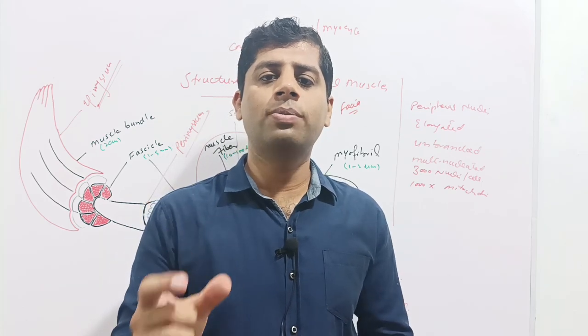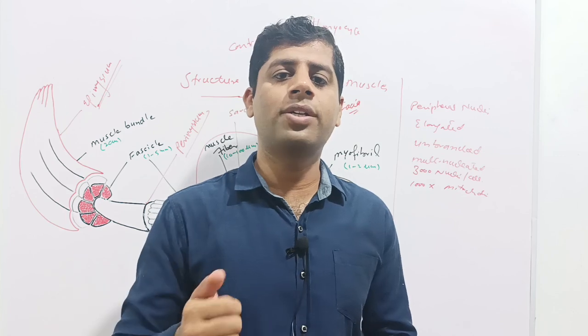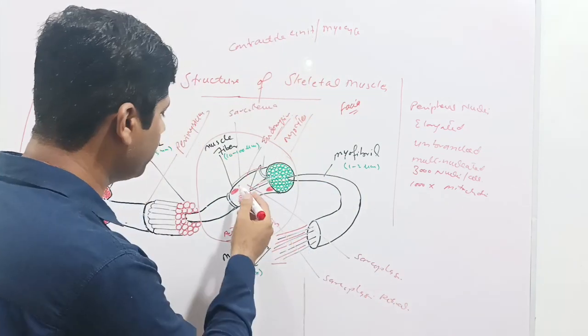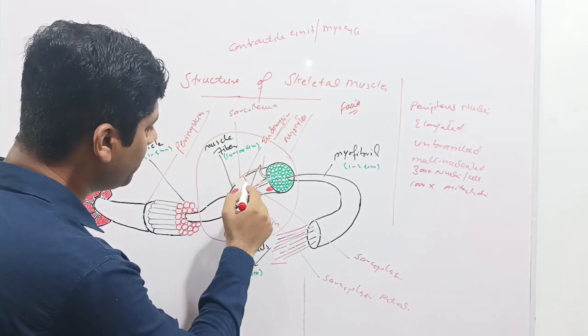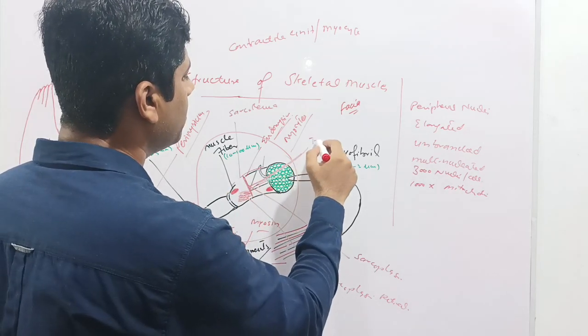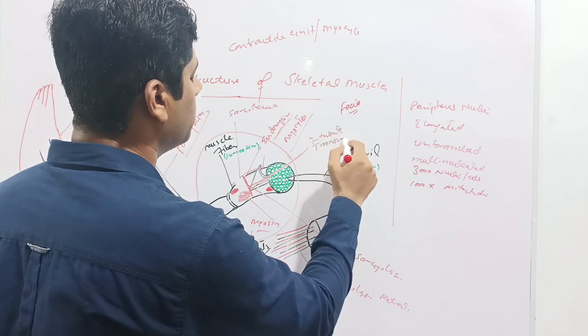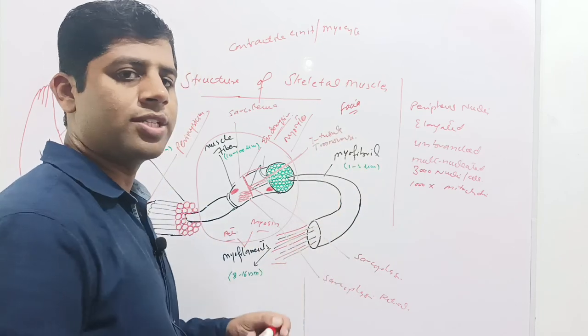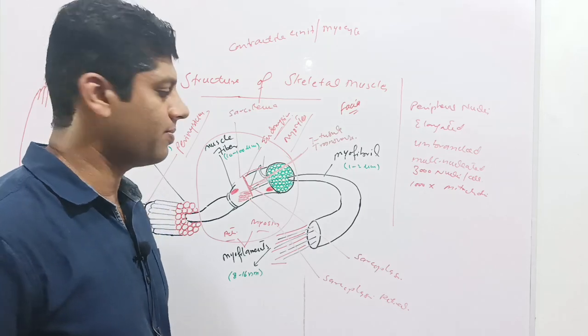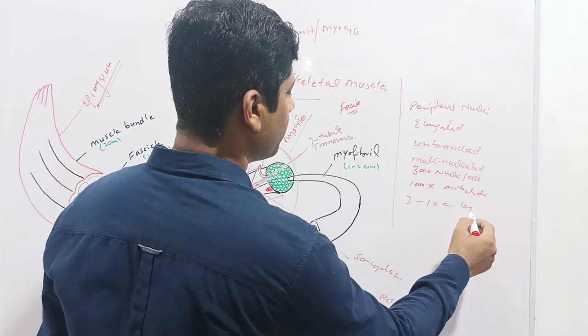And also the sarcolemma, the cell membrane of the muscle fiber, invaginates deep into the cell transversely, forming a T-tubule. For example, this is the cell membrane. It invaginates deeply into the muscle fiber. This is called T-tubule because it is invaginating transversely. T-tubule means transverse tubule. And this is required for the transmission of nerve impulses across the muscle fibers. The length of the muscle fiber is 2 to 10 cm on average.